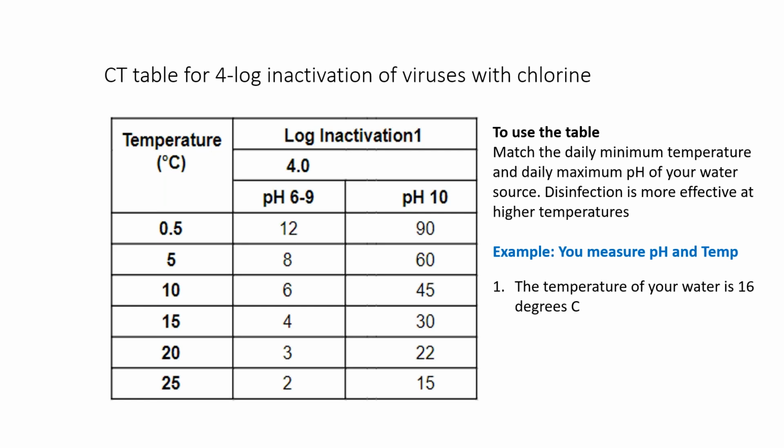We measure the pH and temp, and we find the temperature is 16 degrees and the pH is 7.5. So we're going to be looking at this pH range of 6 through 9 and this temperature of 15. We're going to go slightly below that 16. It's possible to interpolate between these, but another technique is just to use the next lowest temperature. You wouldn't want to use a higher temperature. You'd want to use a lower one, because you want to make sure that you're achieving compliance.